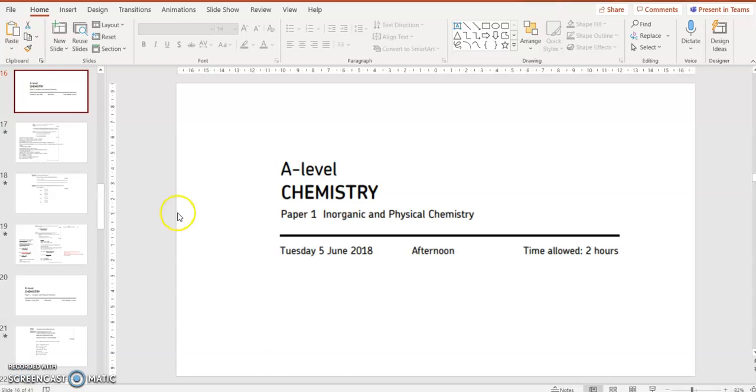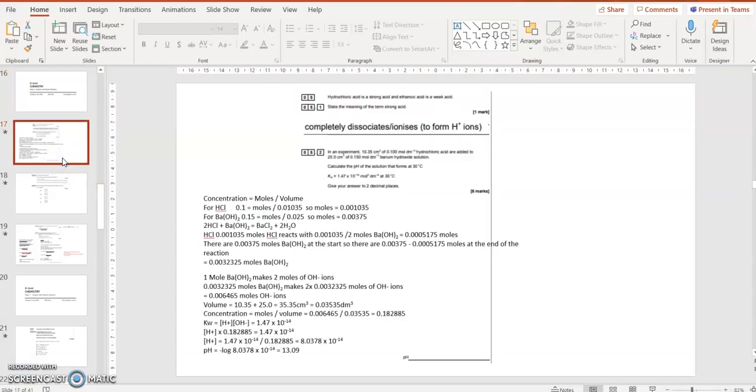2018, Paper 1, Question 5. Hydrochloric acid is a strong acid. What's that mean? It completely dissociates in water to form H+ ions.